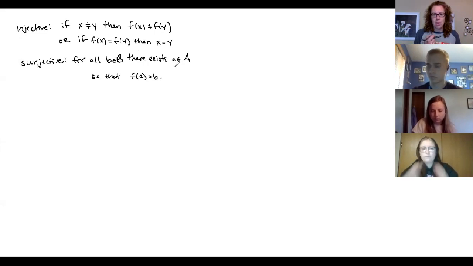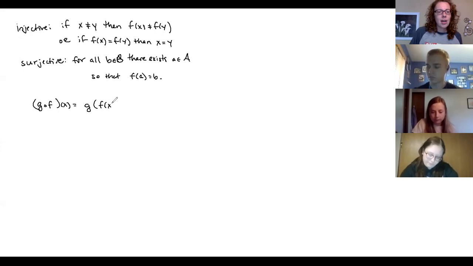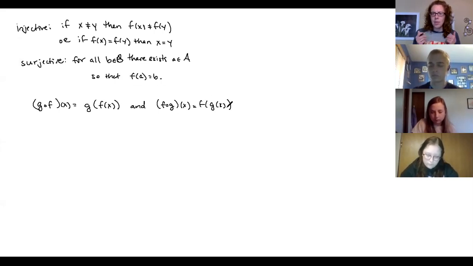That's your definition there. All right, and then remember we also talked about function composition, right? G circle f of x was g of f of x, and you can do it the other way around. F circle g of x is f of g of x. So function composition. Okay, good for review.